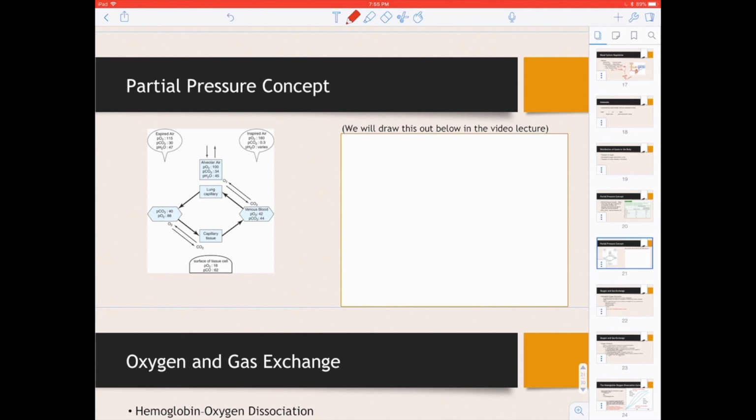I left a little box here saying that we were going to draw something out in the video lecture, and as promised, we are going to draw something out, but after thinking about it, it's probably not going to fit into this little box.